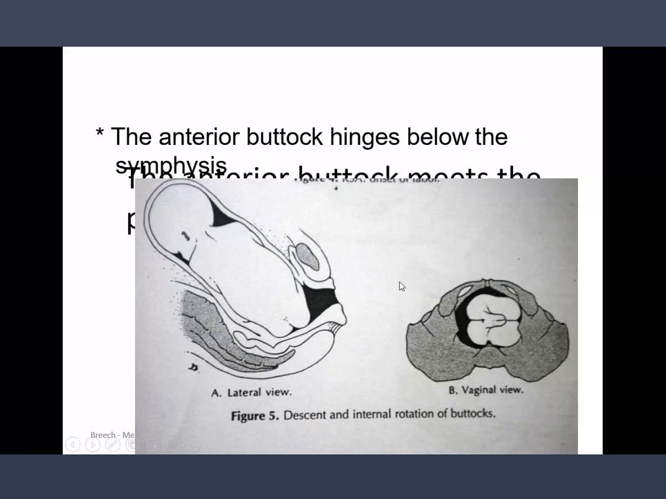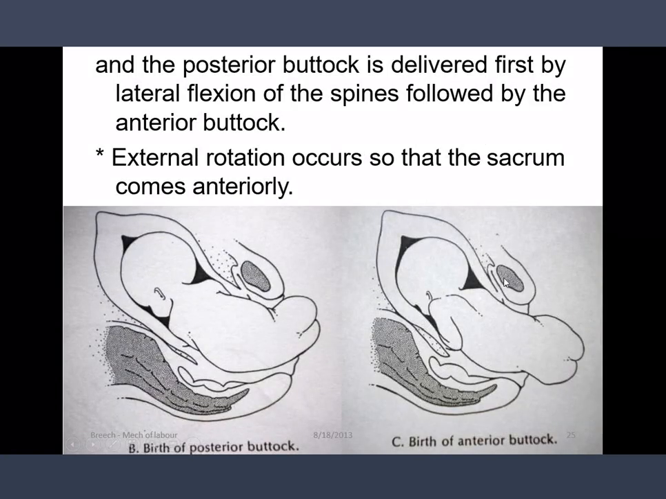Okay. So this is the vaginal view, before the internal rotation. This is the abdominal or lateral view, also before the internal rotation. After descent, there will be internal rotation. After internal rotation, the anterior buttock will come and hinge behind the pubic symphysis.